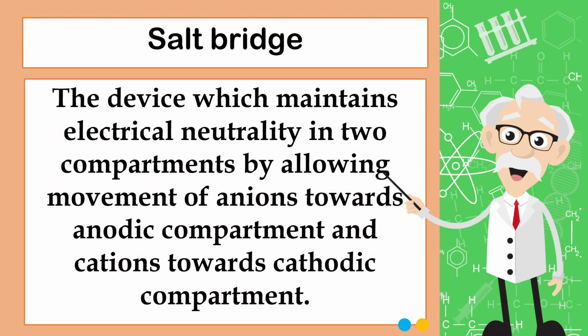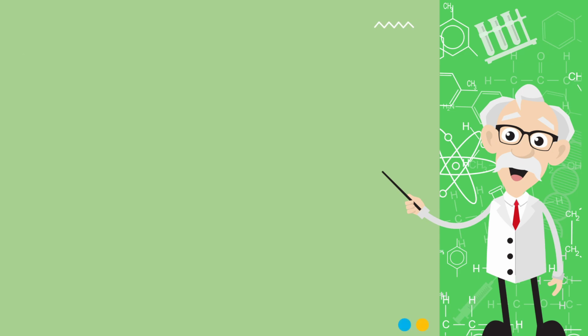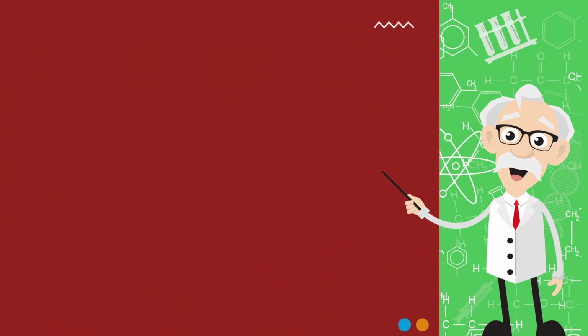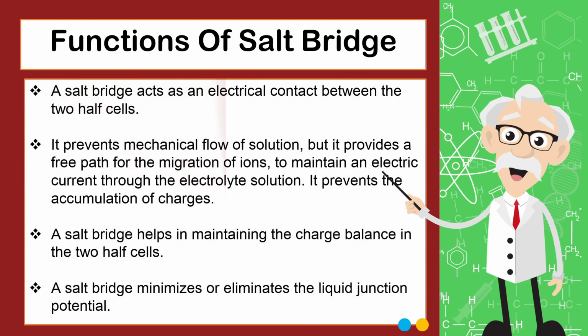Salt bridge. Salt bridge is a device which maintains electrical neutrality in two compartments by allowing movement of anions towards the anodic compartment and cations towards the cathodic compartment. Let's see what are the features of salt bridge. Features of salt bridge involve: it is a glass tube having potassium chloride or ammonium nitrate in a gelatin form. The gelatin allows ionic movement but prevents any kind of mixing. In case of potassium chloride or ammonium nitrate, the ionic mobility of cations and anions are the same. Let's move further and see what are the functions of salt bridge.